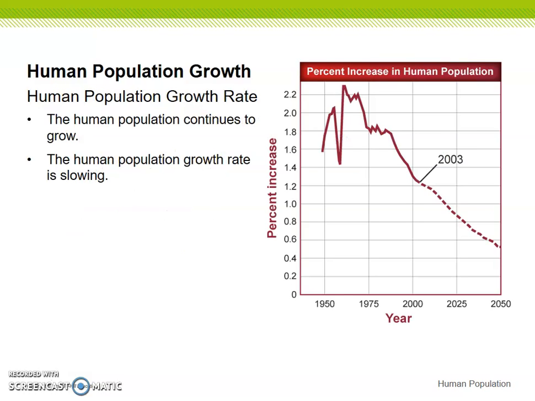Human population growth rate. Well, the human population continues to grow, but the rate at which it is growing has begun to slow down. This graph shows percent increase in human population. So this is not total increase, just percentage. So the rate that we are increasing at has dropped.